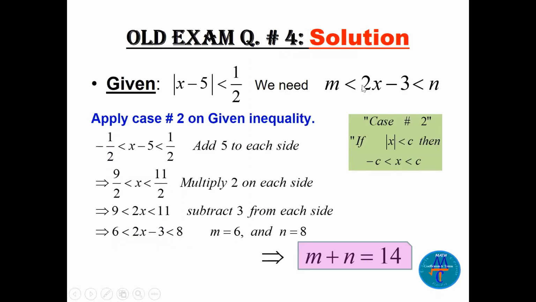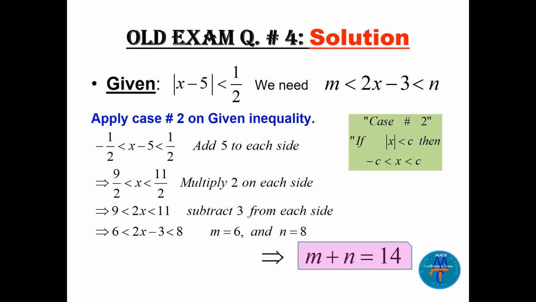So leave this one, we need this one, leave it. This is apply directly case number 2. So x minus 5 between minus half and half. Add 5 on each side. Add 5, add 5, add 5. So x between 9 over 2 and 11 over 2.